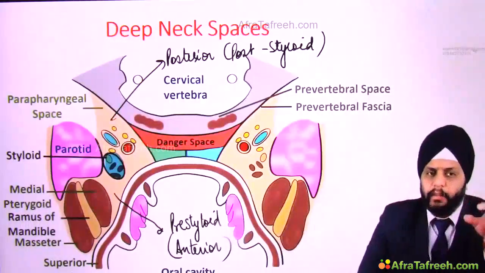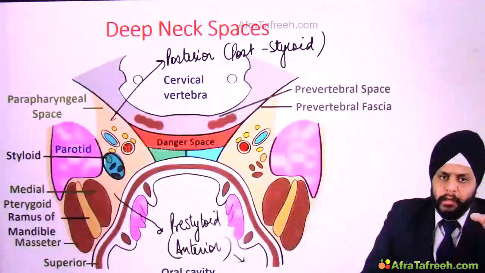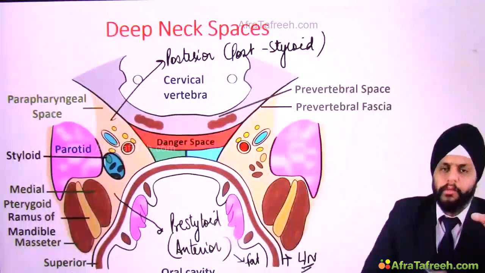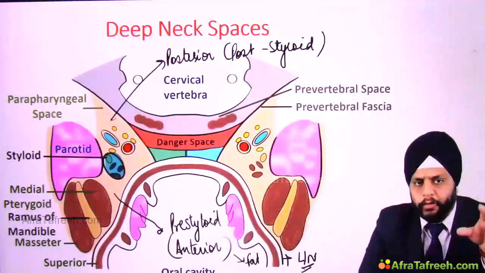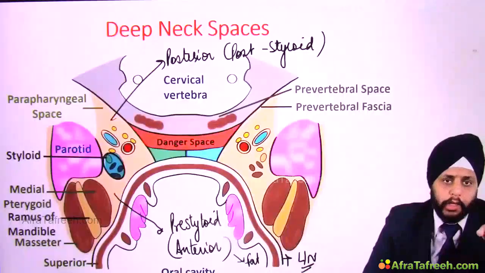Now, what is there in the pre-styloid compartment? In the pre-styloid compartment, we have fat, adipose tissue, and we have lymph nodes. So we have fat and lymph nodes in the pre-styloid compartment. What is there in the post-styloid compartment?